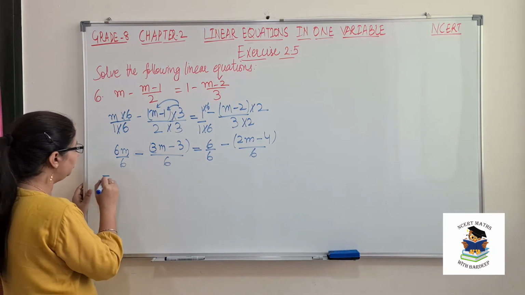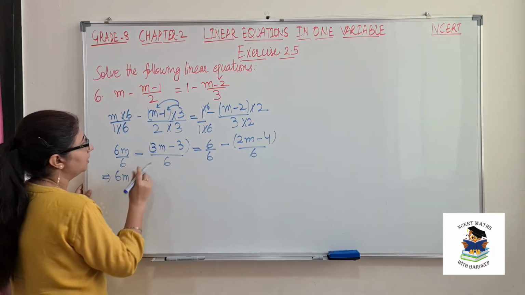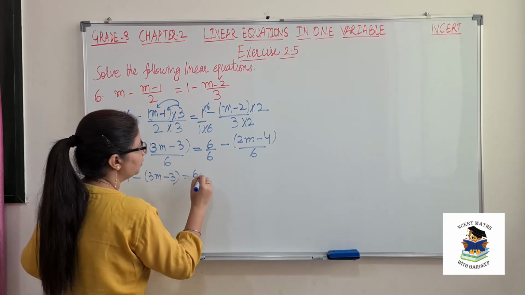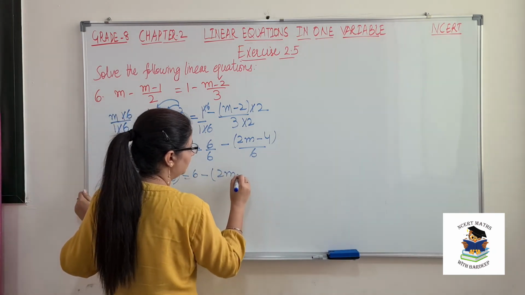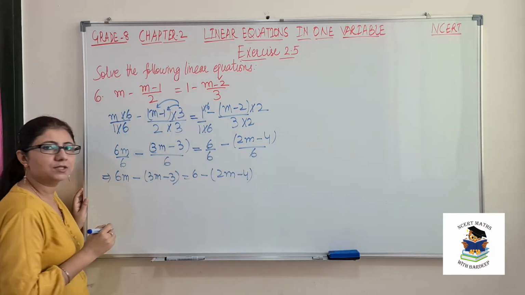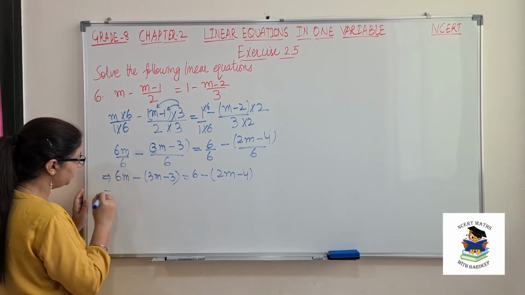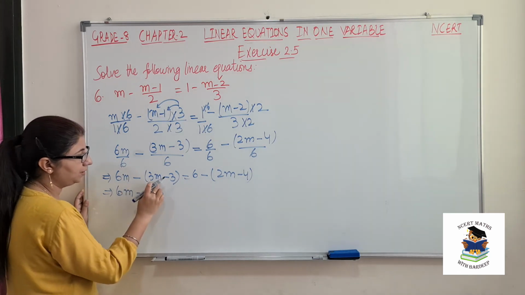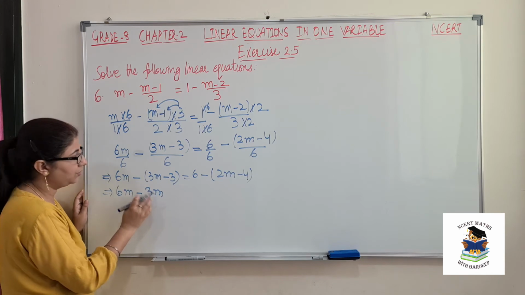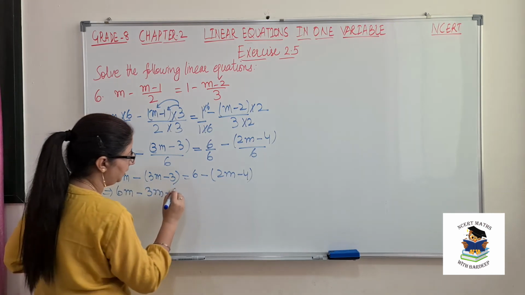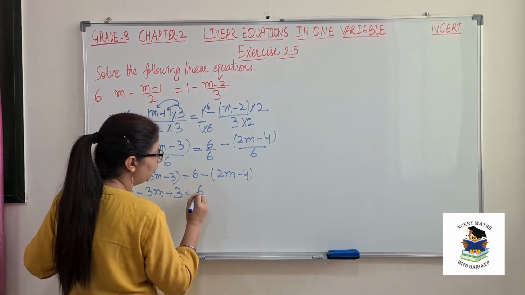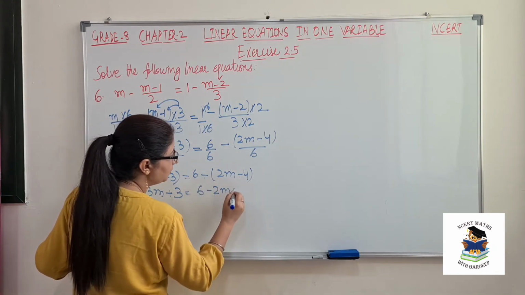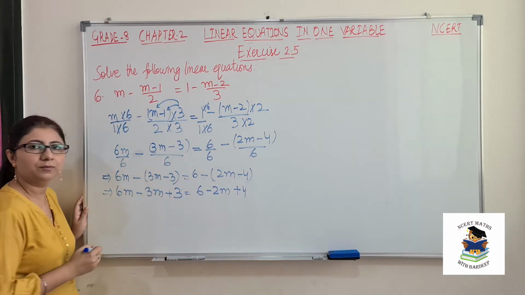And what is left in the numerator? This is 6m minus 3m minus 3 is equal to 6 minus 2m minus 4. So now we will open this bracket. 6m minus 3m. This is minus, so it will go inside. It will become minus 3m. Now this minus and minus will be plus 3. Now this minus will be multiplied with this, that is minus 2m. This minus and minus will give me plus 4.